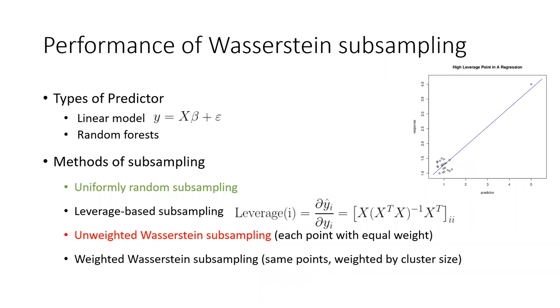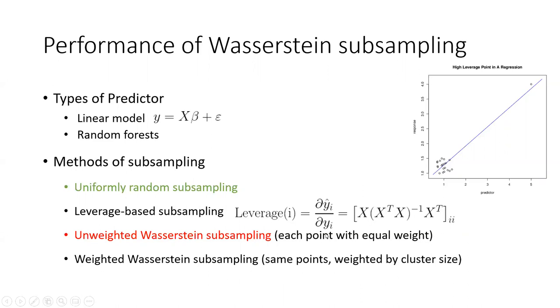We use two different types of predictors. The first one is the linear model and the second one is the random forest. And we compare 4 different subsampling methods. The first one is the uniformly random sampling, which can serve as a benchmark. We also consider the leverage-based subsampling. Leverage is defined here. And we select points by their leverage. That is to say, the point with higher leverage has a higher probability. We select the points with highest leverages, and also the unweighted and weighted Wasserstein subsampling methods.